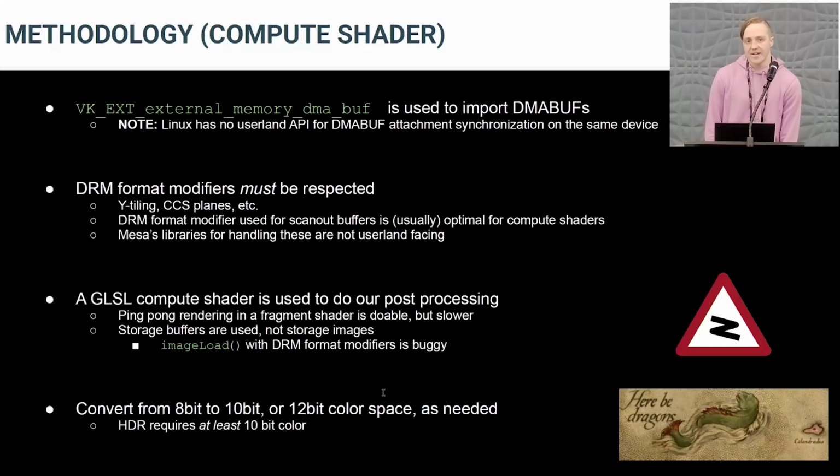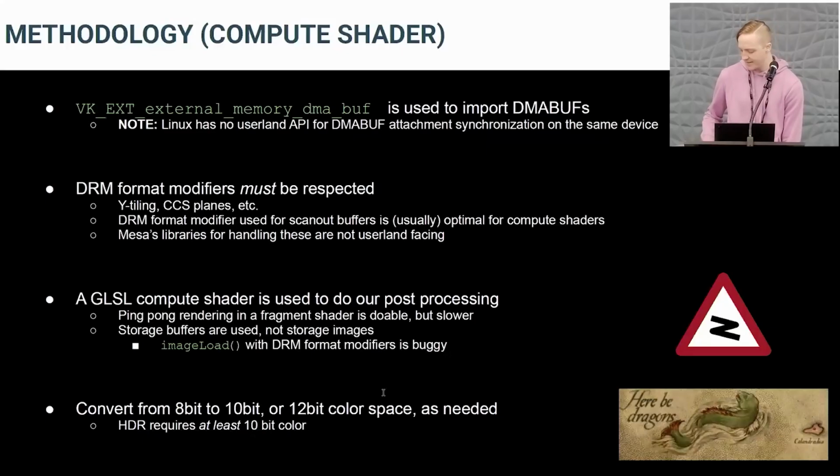Luckily, we do get a boon here in that the format modifier that is optimal for scanout is usually optimal for compute as well. And this is especially true in the case of NVIDIA, I've realized. And then, as I said, we use a compute shader to do this simply because using a ping pong renderer or the fragment shader is not efficient enough. And we prefer to use storage buffers as opposed to storage images because I found storage images with DRM format modifiers are pretty bugged. And finally, at this point, our scene has already had all of its nice lighting effects baked in. So there's an argument, do we really need the alpha channel at this point? And we'd rather work in a higher bit depth to ensure that our PQ EOTF has the maximum bits it needs to work with.